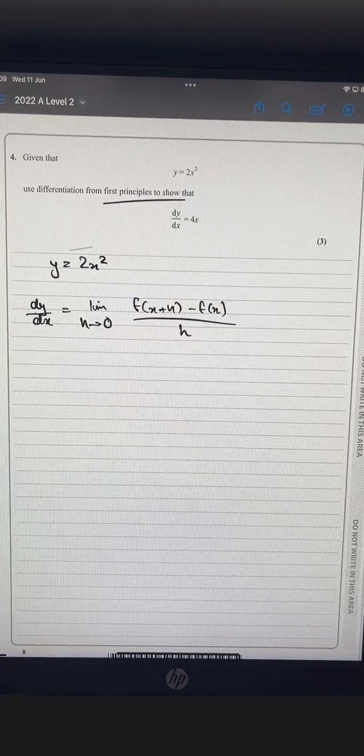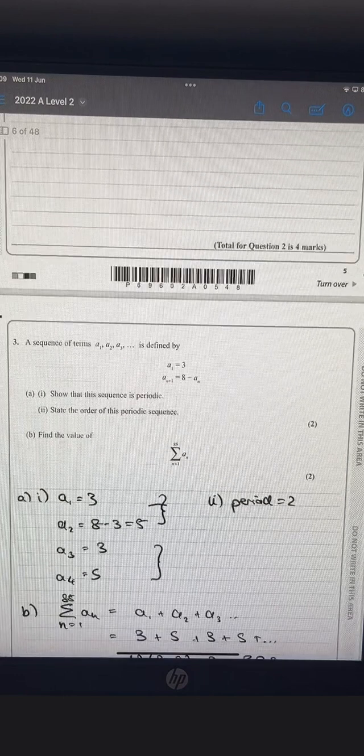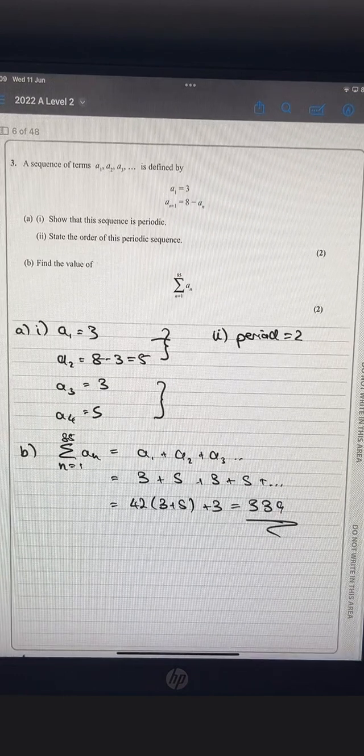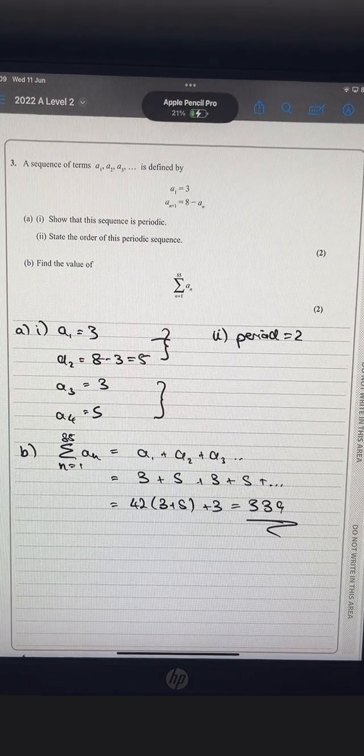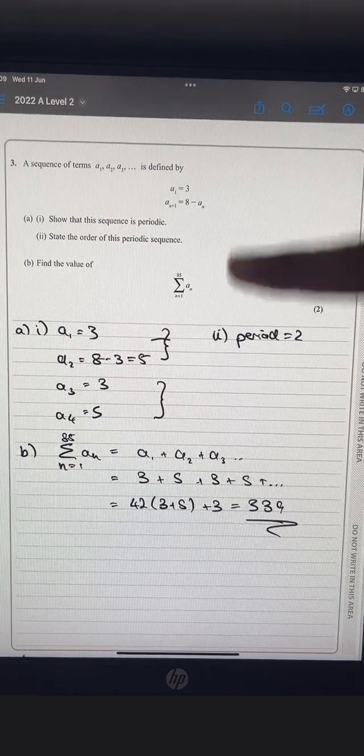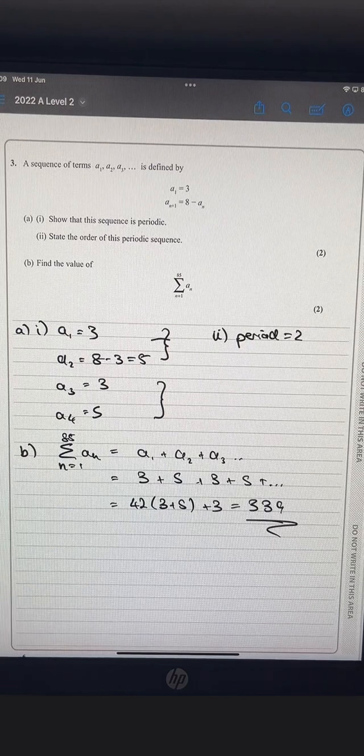So you have the amount is 85. If you divide that by n, you have 42 with 1 left over. So you know you have 42 whole lots of that entire thing in the period. So you've got 42 lots of this 3, 5. That means you have 1 remaining. So you just go, the first term in that period is plus 3, and then you add that on. That's how this works. This is a 2022 paper, and this is A-level at Edexcel.